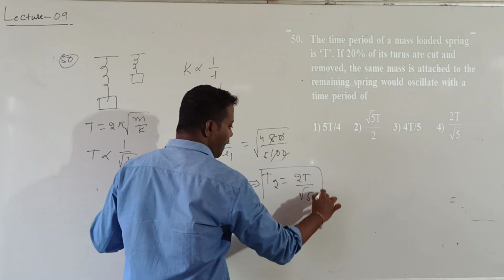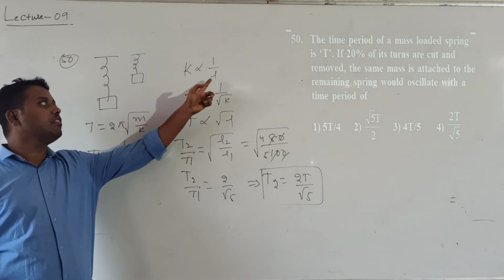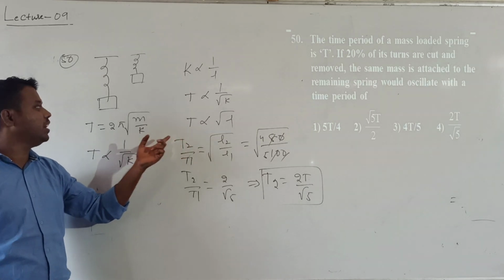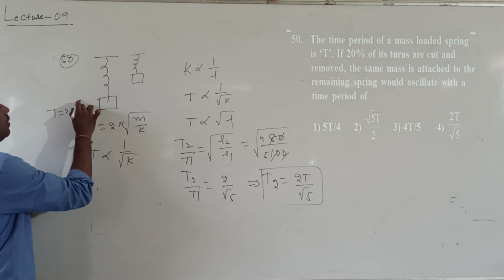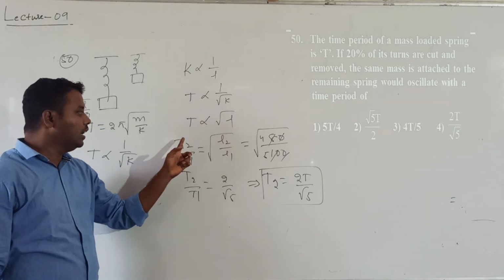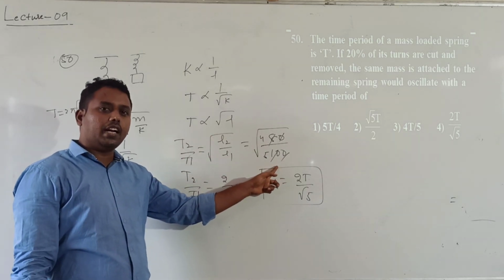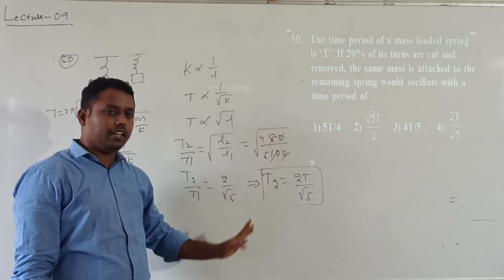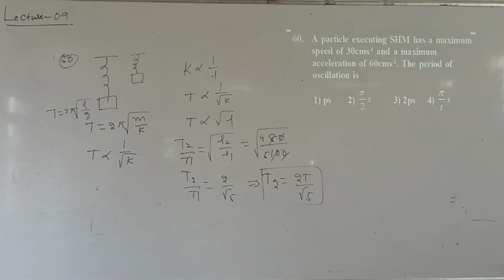Question understood? Why I have written these relations, okay? K is inversely proportional to L, T is inversely proportional to root K. Even directly I can write this m by K as 2 pi into root over L divided by K. Then T is directly proportional to root L. T2 by T1 is equal to root of L2 by L1. Initially if I take the length value 100, the final length value is 80. Okay now?